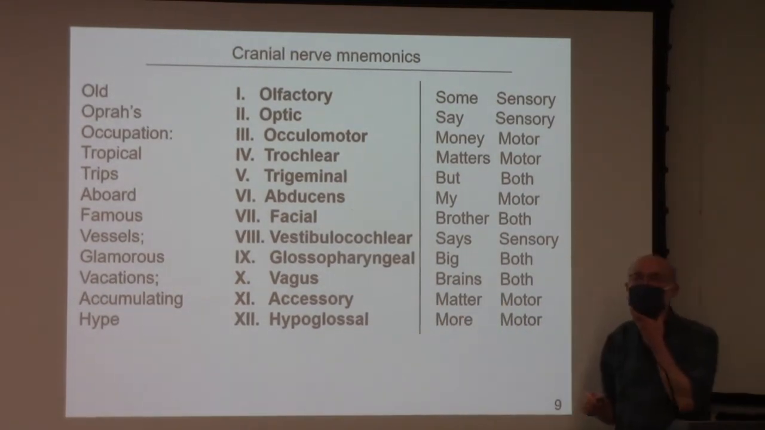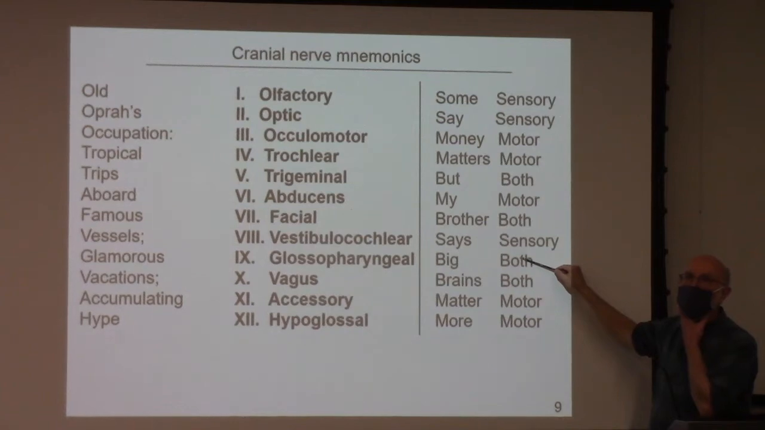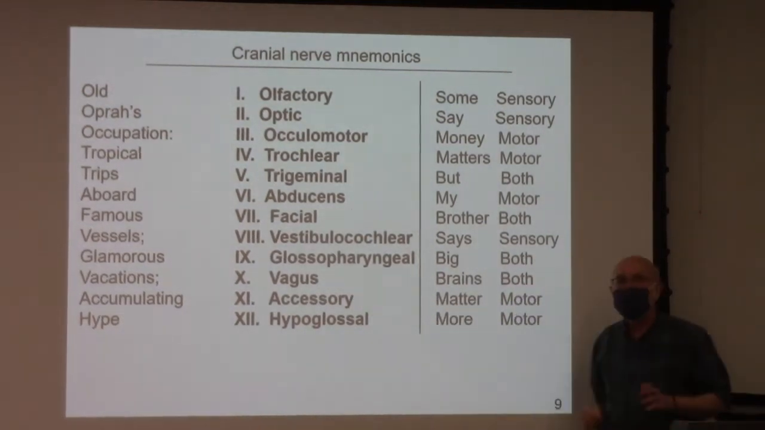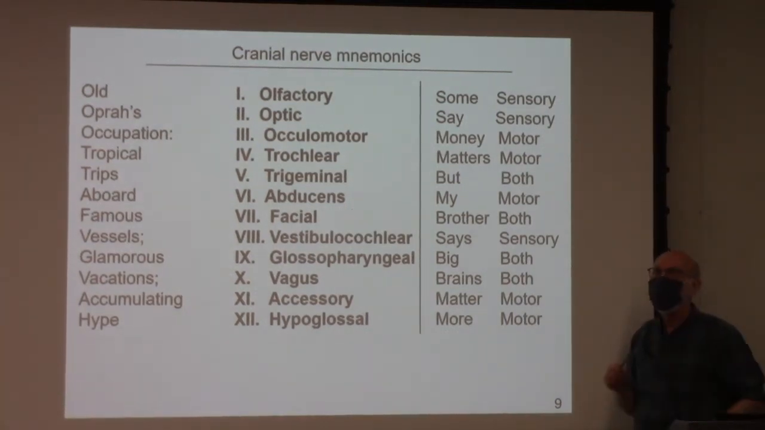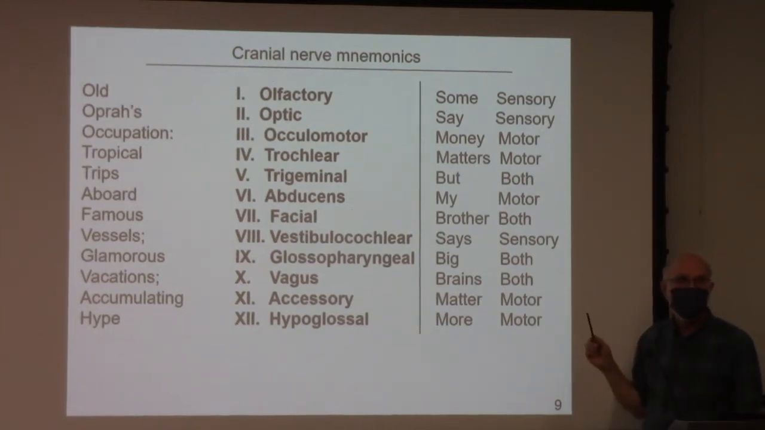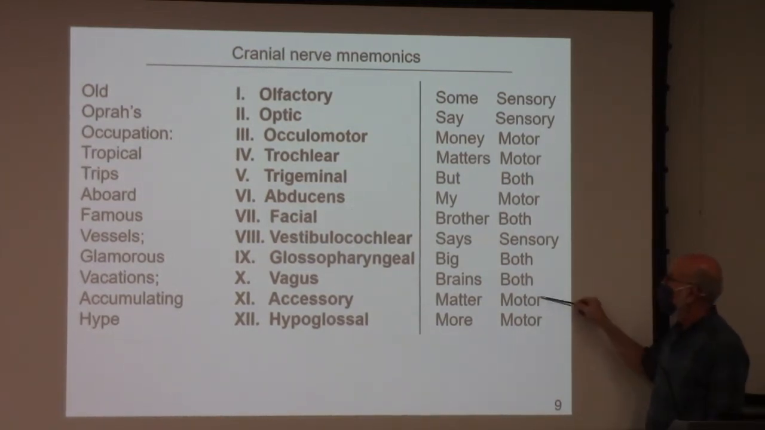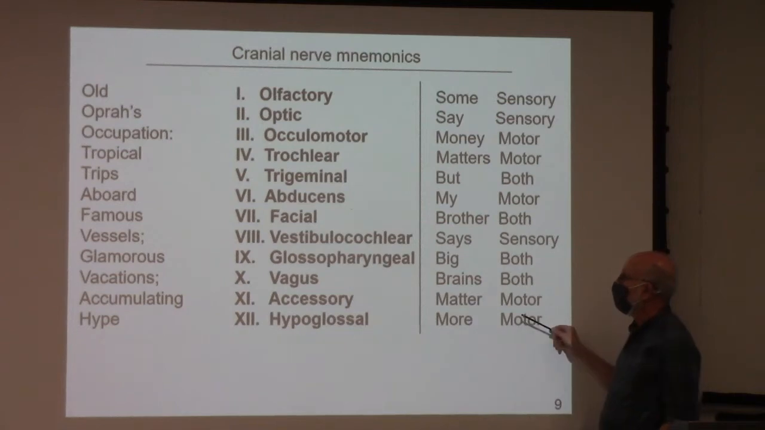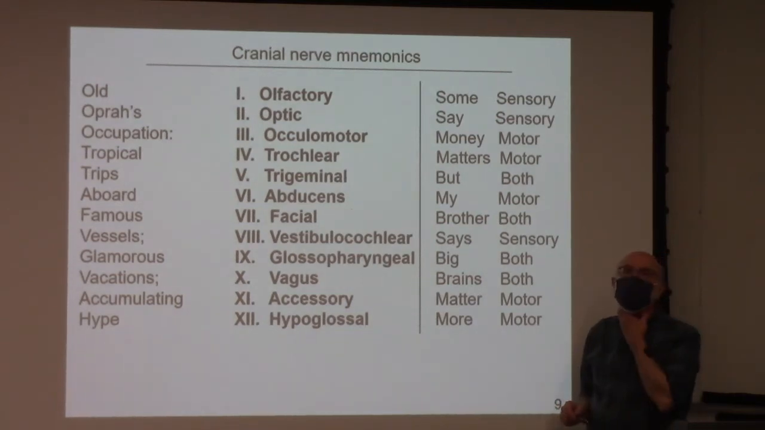Glossopharyngeal in the throat. Sensory and motor functions in the throat. Vagus nerve is very important. We'll see that in a few minutes. It's got both sensory and motor function. Accessory and hypoglossal: accessory is the cranial nerve that controls movement of the shoulder. Motor nerves that control shoulder movement. Hypoglossal are tongue and throat.